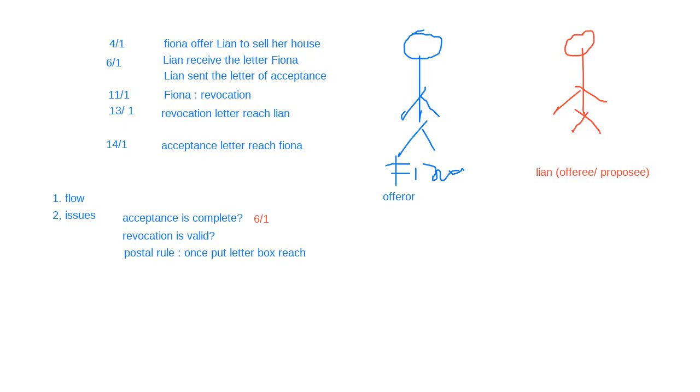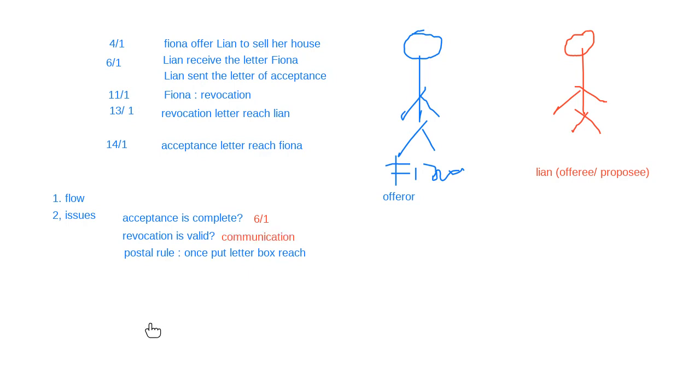Okay, now we have to check whether the revocation is valid or not. Now you have to understand when we talk about revocation, there are also issues that we have to mention. The communication must be complete. That means it must come to the knowledge of the other person, the proposer, that revocation needs to be carried out. Okay, so there are issues here that you have to understand. Revocation must reach the person whose offer you would like to revoke, and in this case acceptance was already done and complete on 6th of January. Okay, so in this case, can revocation be carried out?